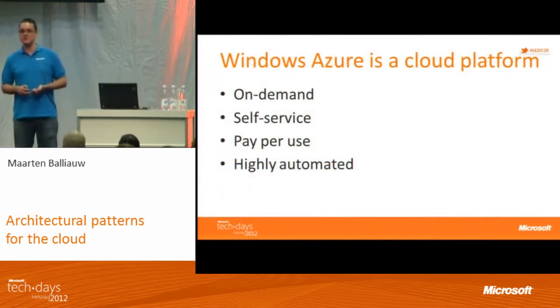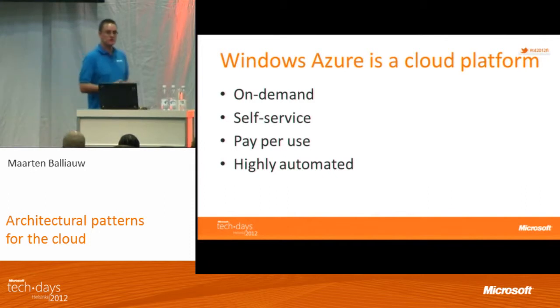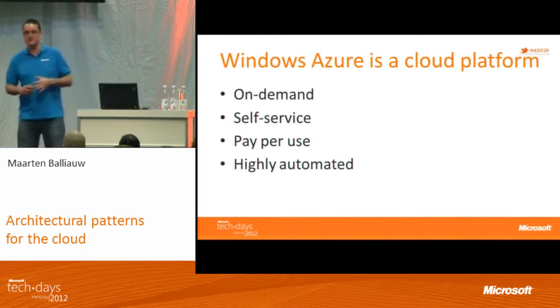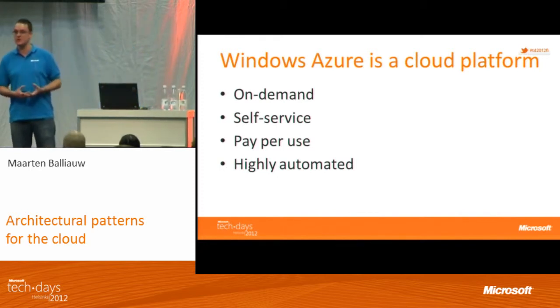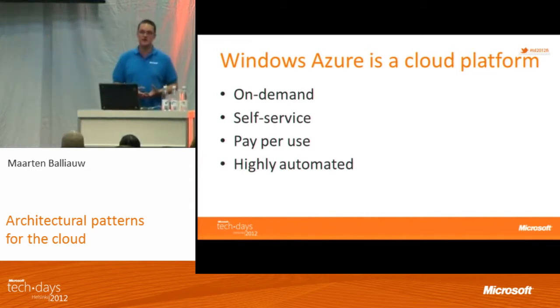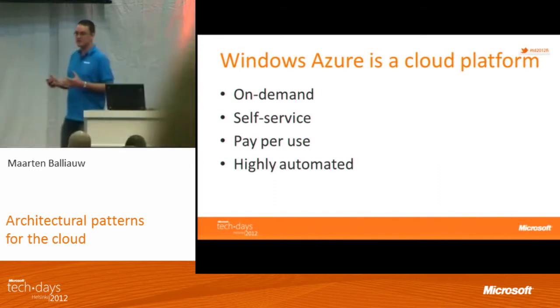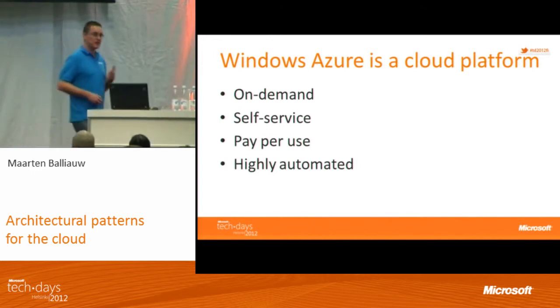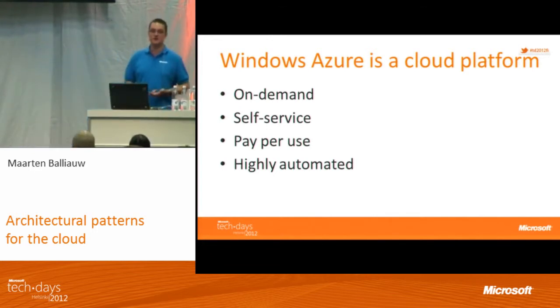So a quick recap on Windows Azure. It's a cloud platform, which means it's an on-demand thing. You have to go to a website and ask for a service, which also means it's self-service. If you don't self-service your application, if you don't deploy your own application, it will not work. You won't even have a VM running there without having an application. You pay per use, which means you pay for storage, you pay for compute, you pay for traffic between all those things, you pay for transactions, you pay for a lot of things. There's a lot of variables there.